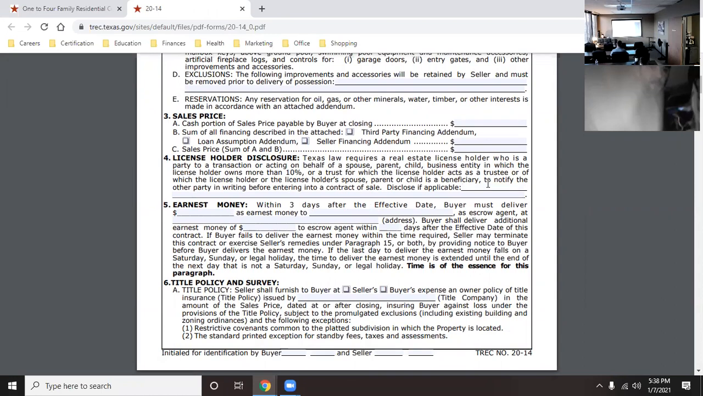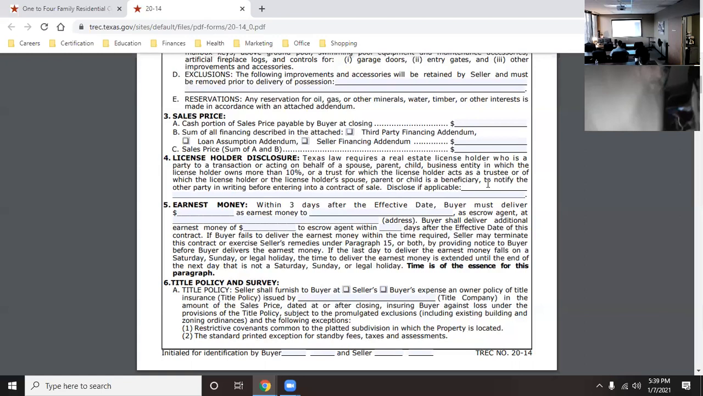Now, it says, Texas law requires a real estate license holder who is a party to a transaction or acting on behalf of a spouse, parent, child, business entity in which the license holder owns more than 10%, or a trust for which the license holder acts as a trustee, or of which the license holder or the license holder's spouse, parent, or child is a beneficiary, to notify the other party in writing before entering into a contract for sale. And you will disclose if applicable.